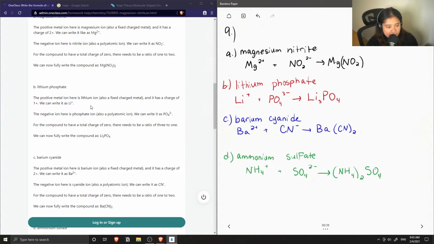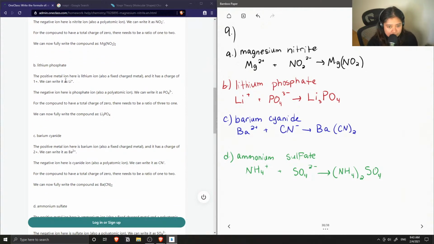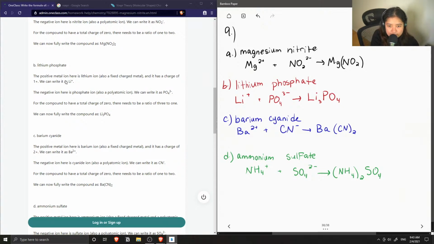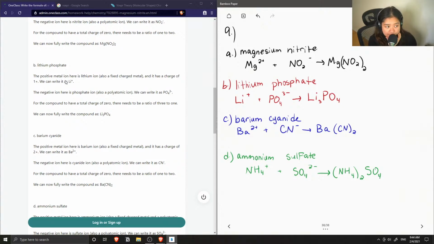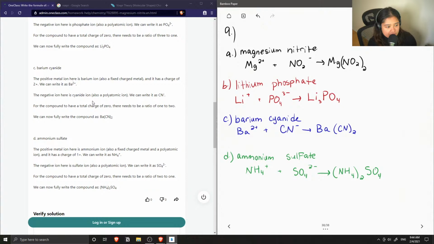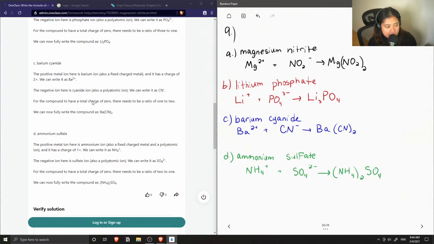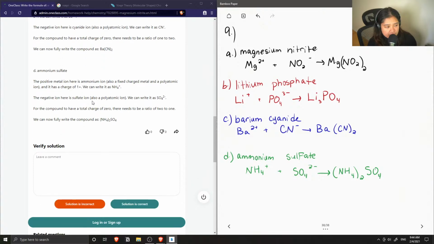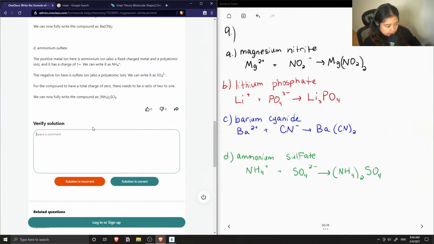For lithium phosphate, let me fix my notes. Okay, like so. Lithium phosphate, we have lithium metal, which is +1. Phosphate is PO4 3-. Okay, so that's correct. Barium cyanide, Ba(CN)2. And finally, ammonium sulfate, (NH4)2SO4. Okay, so this solution is correct.